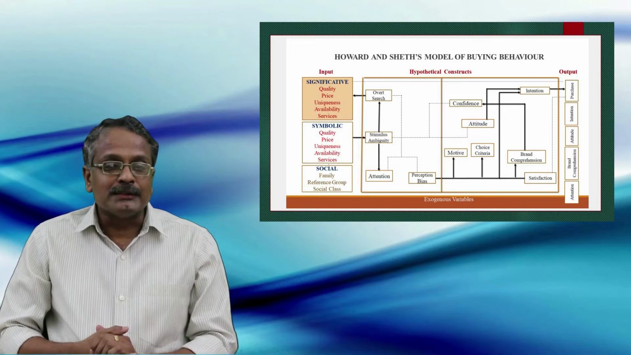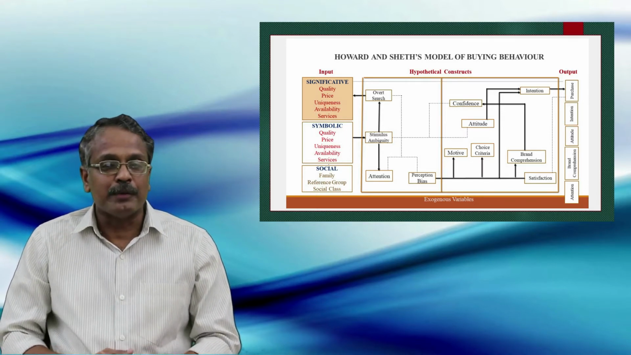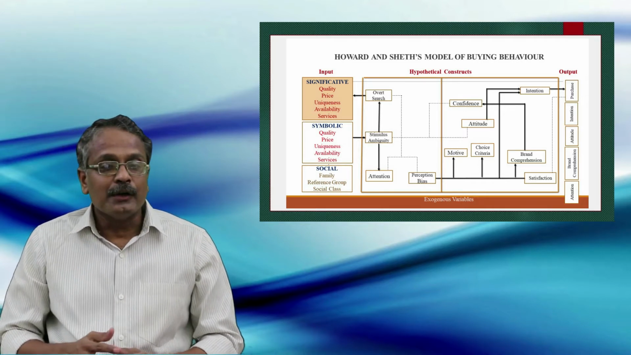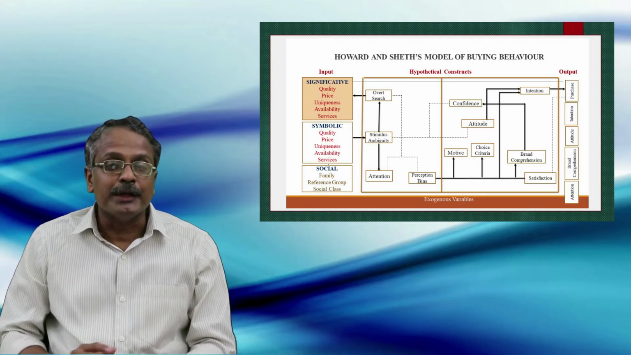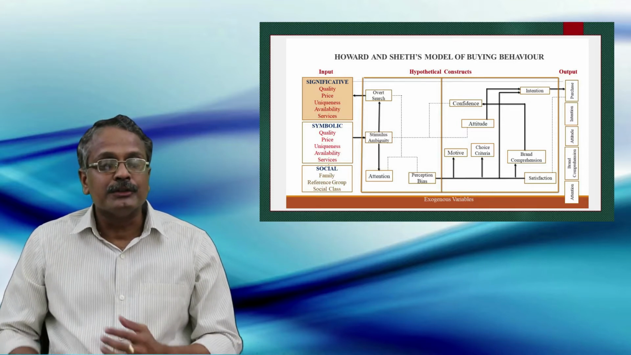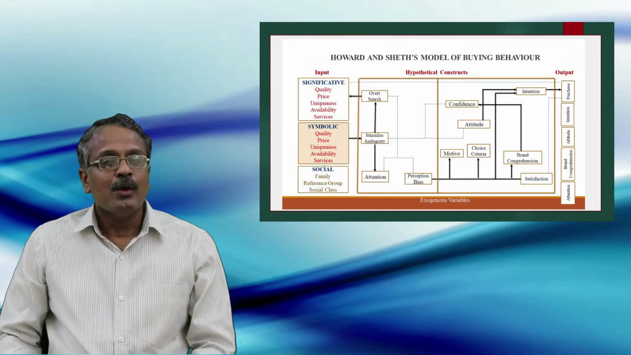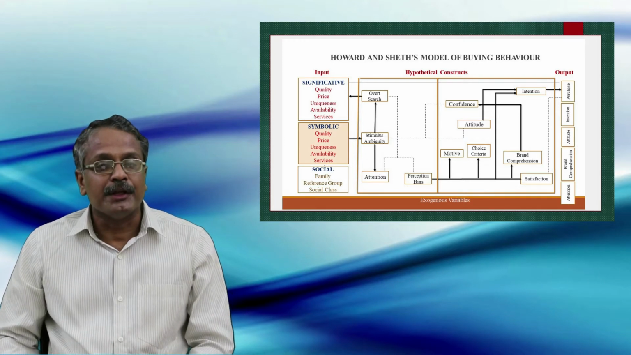Significative stimuli are considered the strongest and most influential input variables. These are very significant in buying decisions, and that is why they are called significative stimuli. The next is symbolic stimuli. These include the same variables as under the head significative, such as product quality, price, uniqueness of the product, availability, services, etc. Why are the same variables seen here?